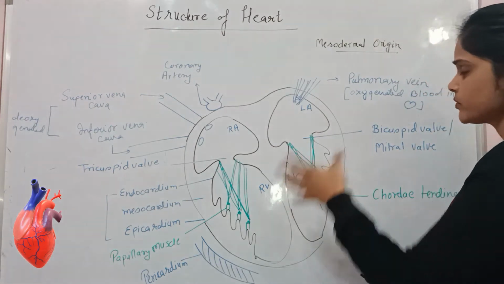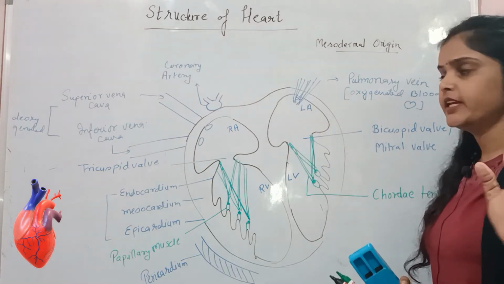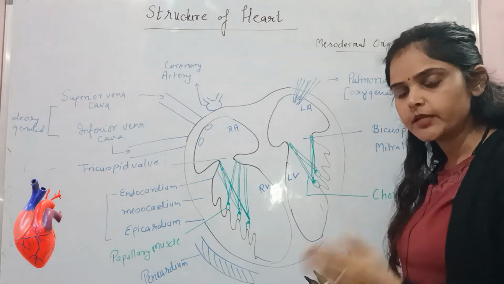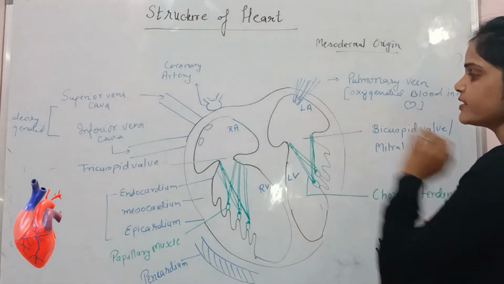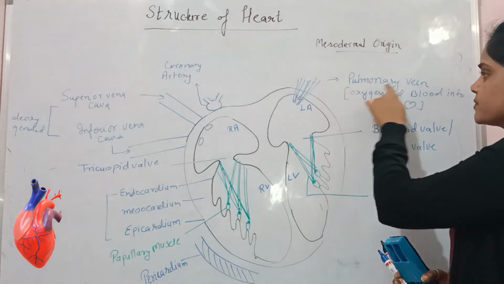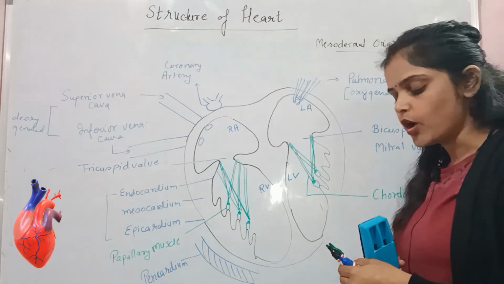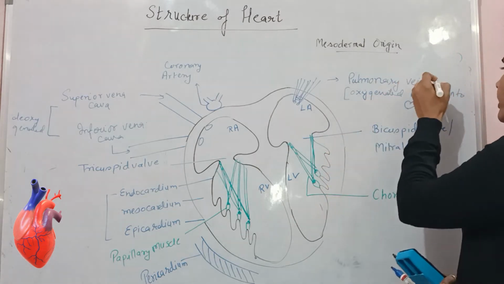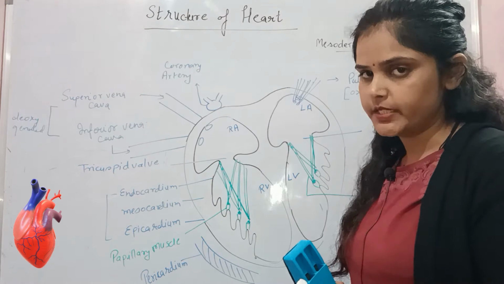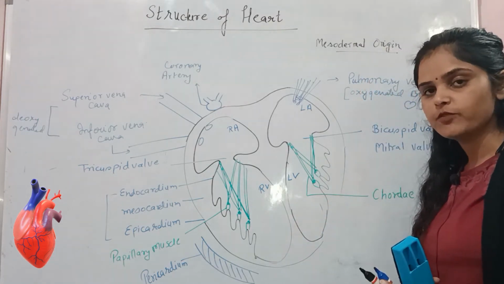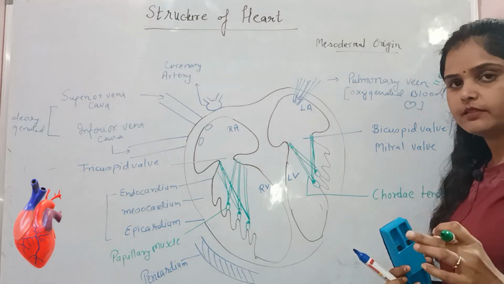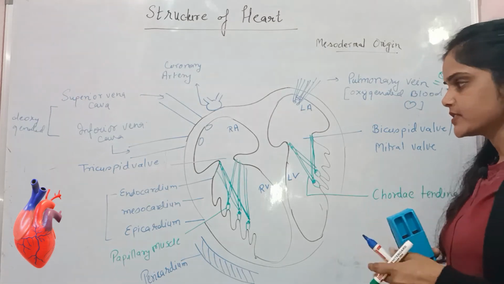Okay, so we have seen one thing very clearly over here. What is that? The right atrium is receiving deoxygenated blood from the whole body, and the left atrium is receiving oxygenated blood from the lungs with the help of a pulmonary vein. Always remember, the pulmonary vein is the only vein which has oxygenated blood. Besides it, all the veins are carrying what? Deoxygenated blood.